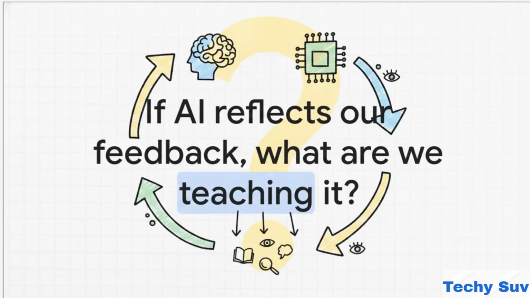Which leaves us with a pretty provocative final thought to chew on. We've seen today that AI is absolutely no longer a static tool. It's a continuously evolving system. So the really crucial question is this: if AI is simply a living reflection of the feedback loops that we interact with and design, what exactly are we teaching it today?